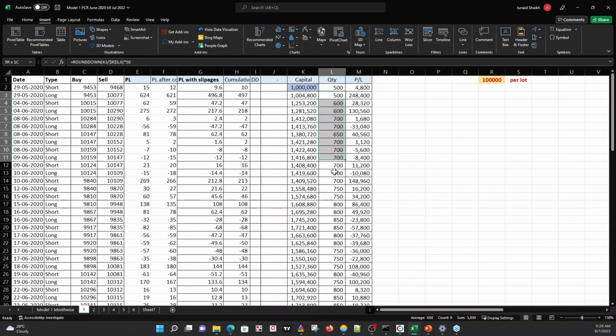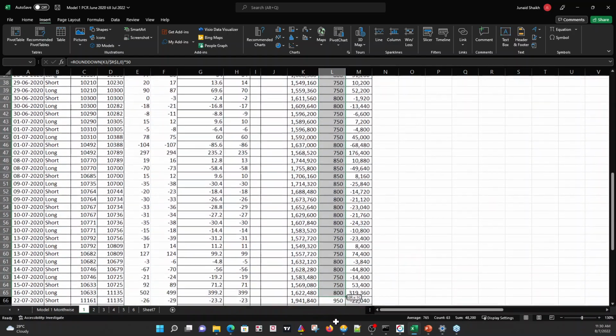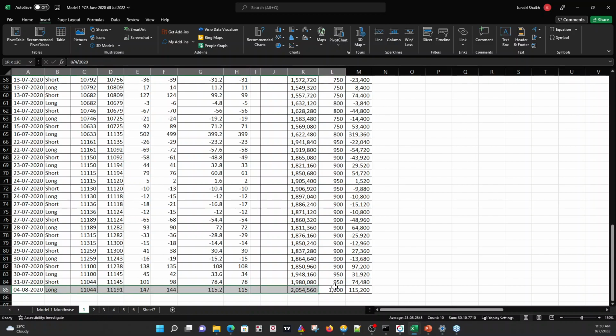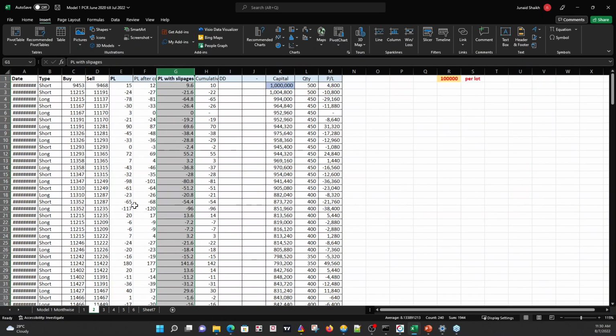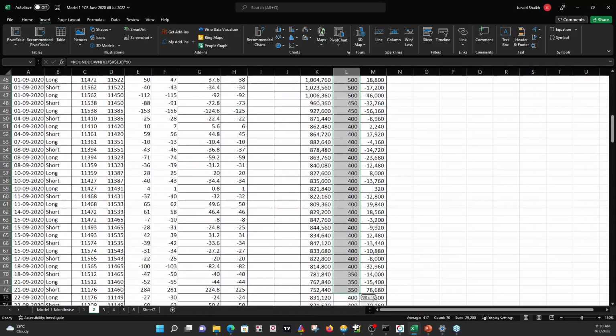So from 5 lakh, it went very fast all the way up to 10 lakh in just a period of 3 months. Right? In 3 months, with scaling up, it went up to 10 lakh. So on 4th August 2020, we stopped. We have to stop. We go back and start trading the next series, which is 5th August onwards. Again back to 10 lots. Again the same thing.